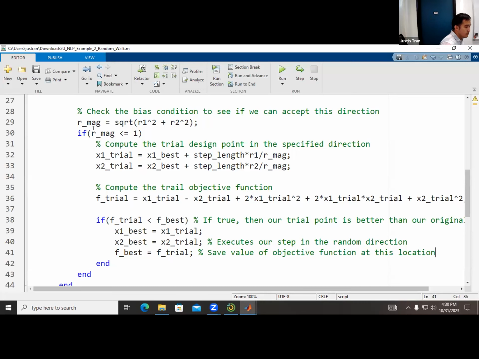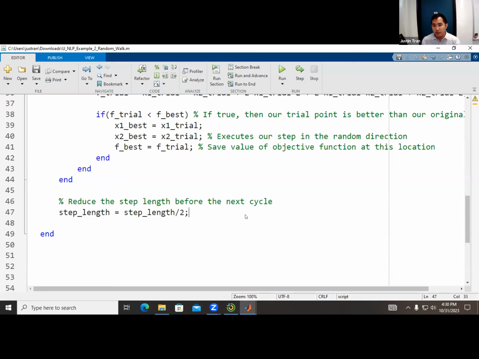Okay. And so we're just about done. Once we loop several times, right? Remember, the way this algorithm works, we're going to repeat steps a fixed number of times, given by n. After that, we're going to reduce the step length. So we say our step length is equal to step length divided by 2. This is a fairly aggressive walk, because we're halving the step length in each iteration. Usually what you'll see in a random walk is that the step length is reduced by maybe 10 or 20% per iteration. And with that, that's the end.